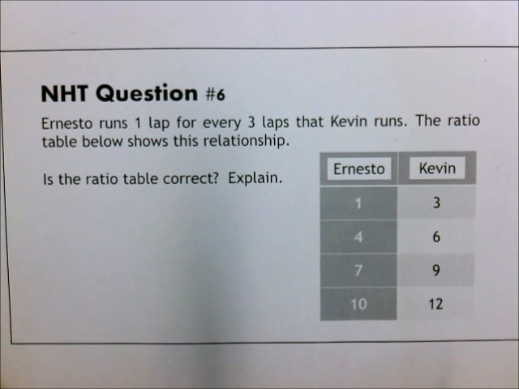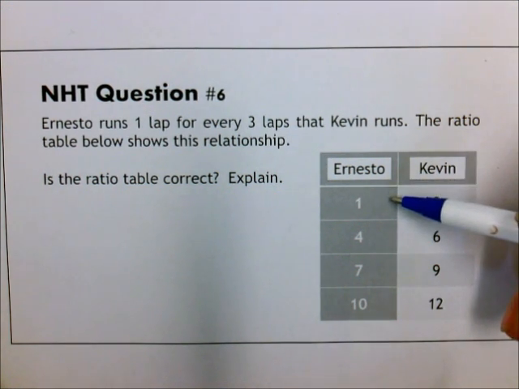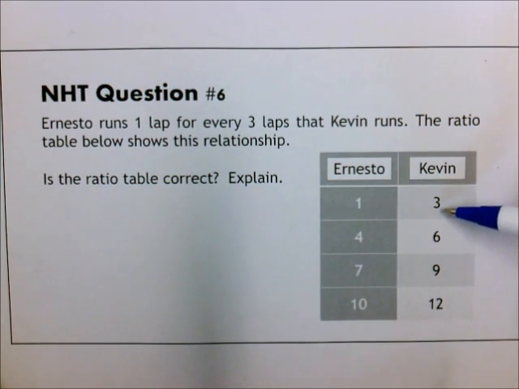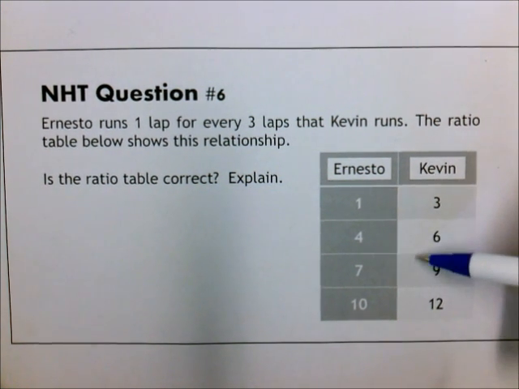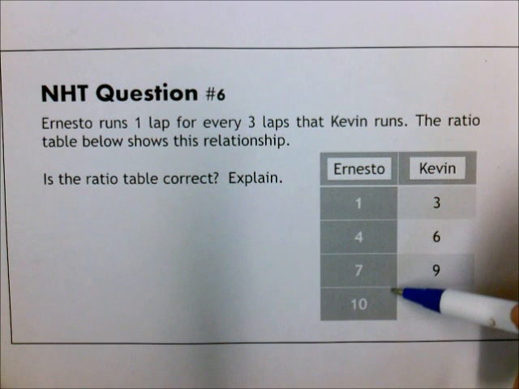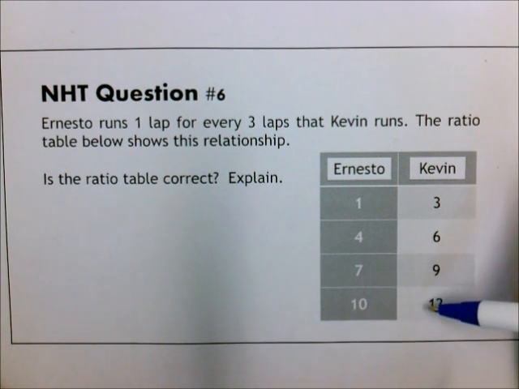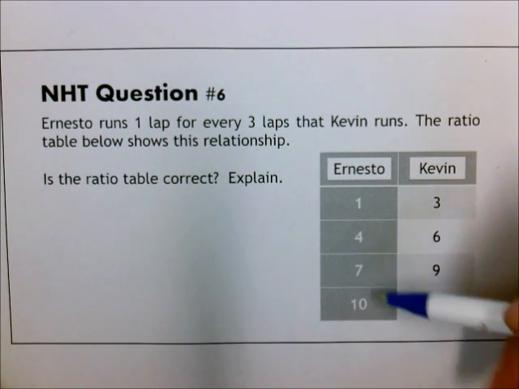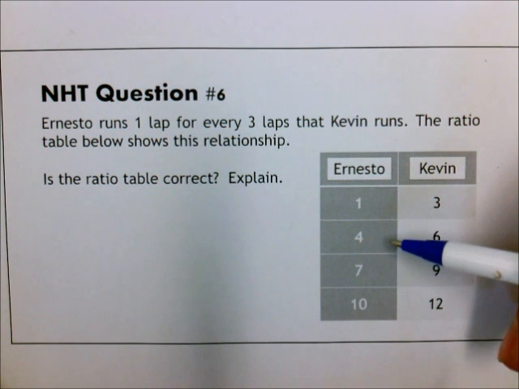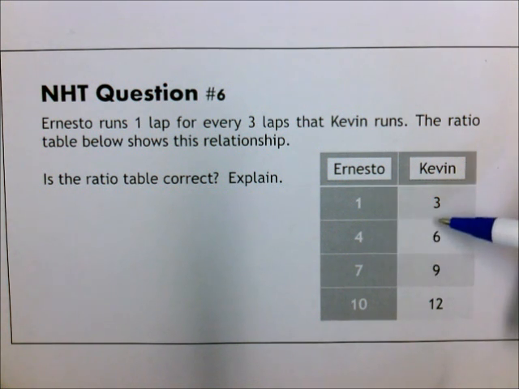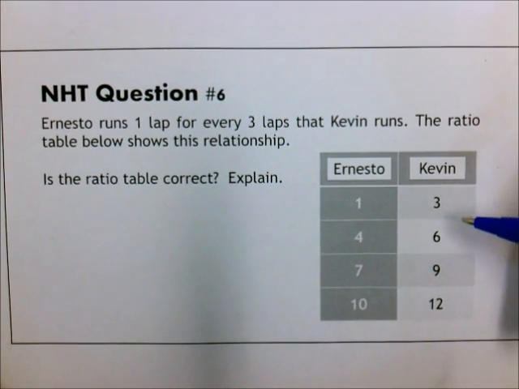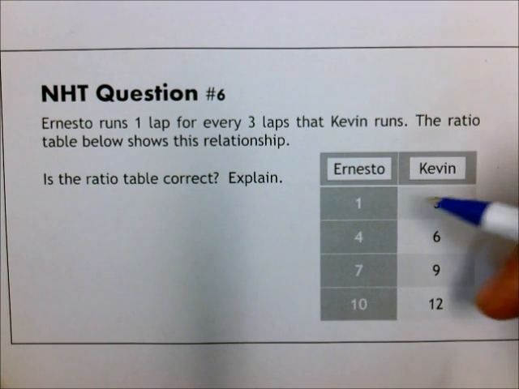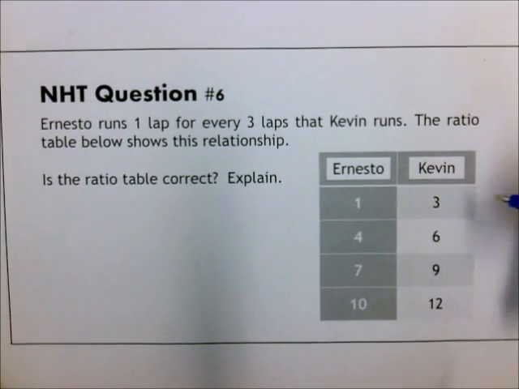Because the ratio is 1 lap to 3 laps. So if we look at this, the next ratio would be 4 to 6, 7 to 9, 10 to 12. And we're asked, are all these ratios in the same exact ratio as 1 to 3? So we can do this many different ways. You can compare them. We could see if I multiply, if I get the same thing.